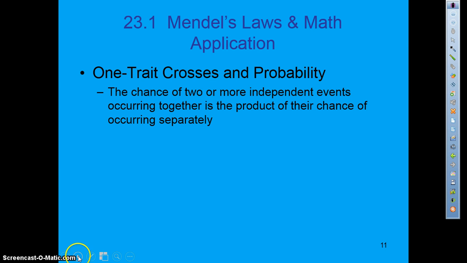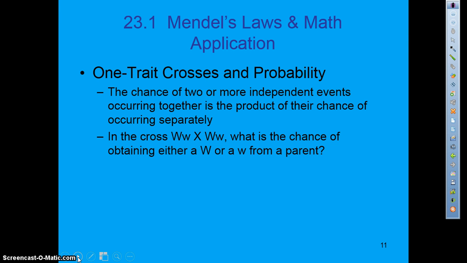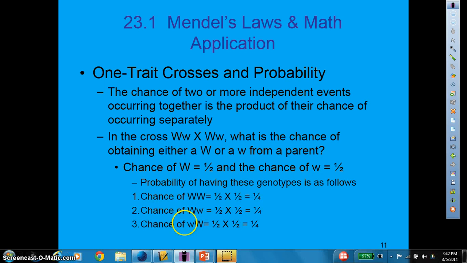One trait cross and probability. The chance of two or more independent events occurring together is the product of their chance occurring separately. So in the cross, big W little w by big W little w, what is the chance of obtaining either a big W or little w from a parent? The chance of a big W is 1/2. The chance of a little w is 1/2. So if we look at the probability of having these genotypes, this is what we would come up with.